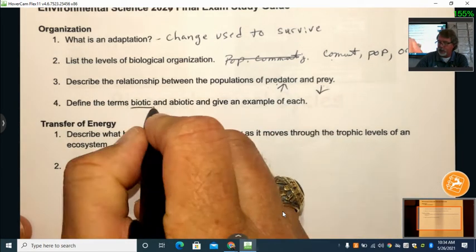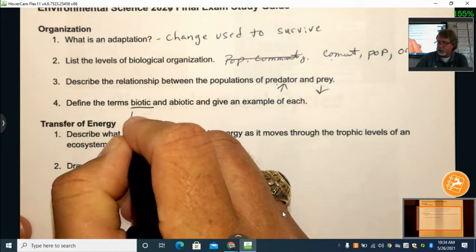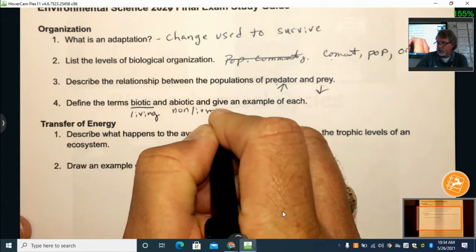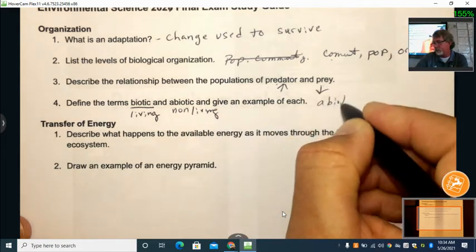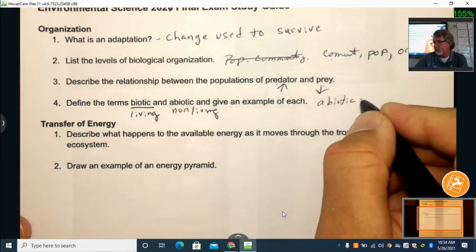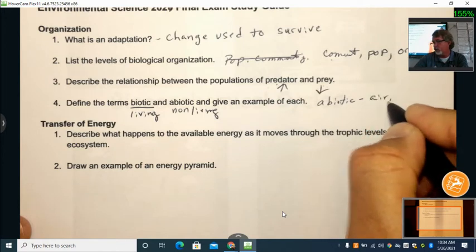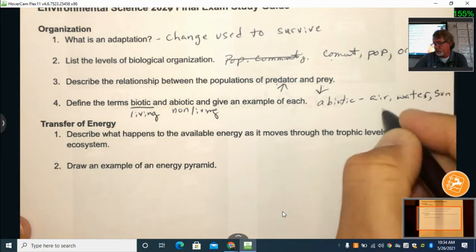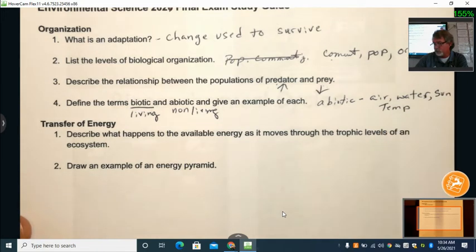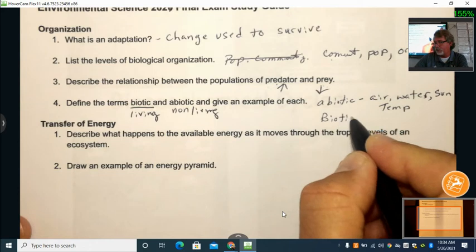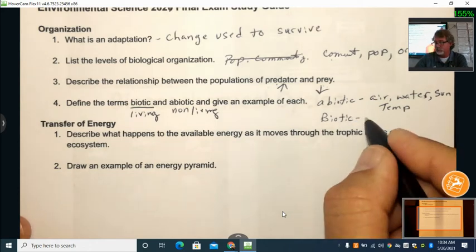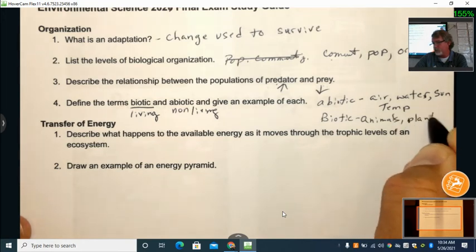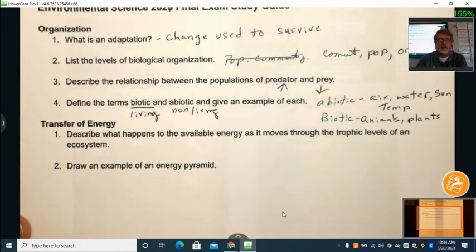Biotic and abiotic. So biotic is living. Abiotic is non-living. Give an example. So abiotic, non-living factors are things like air, water, temperature, sun, soil. Biotic factors are just animals, plants, things of that nature, animals and plants, how they work together and so forth.